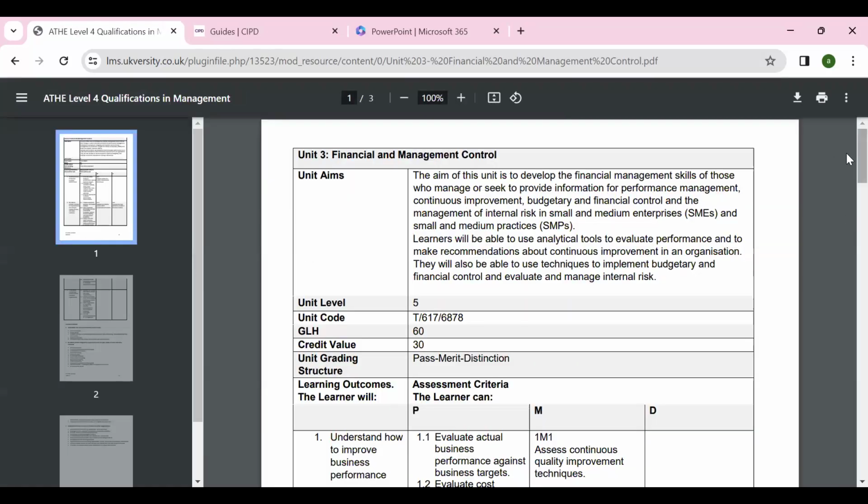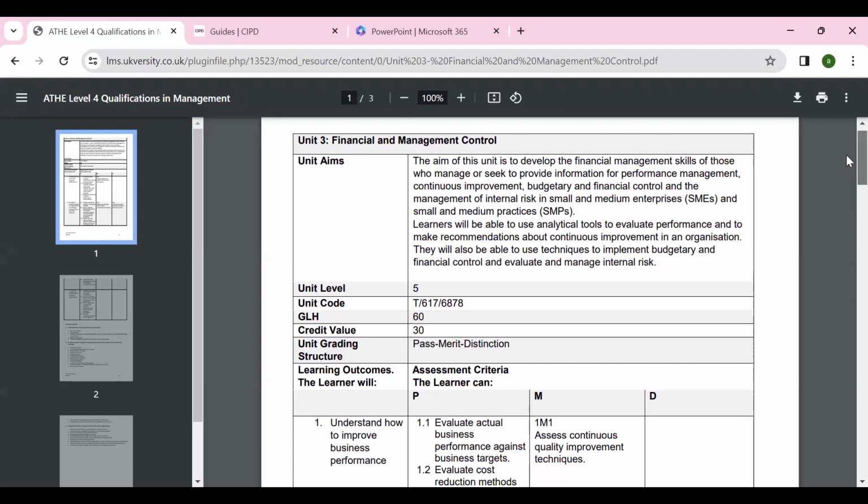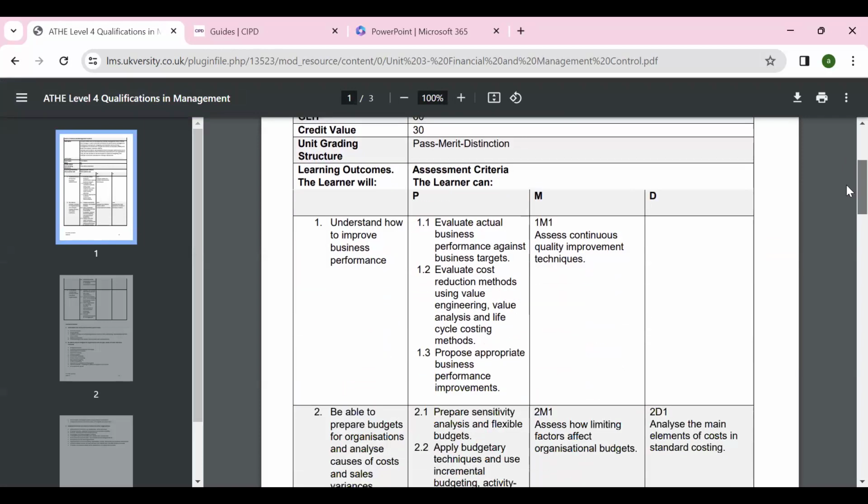Of course, we're looking at financial and management control. Management is a process of designing an environment to achieve the objectives, so control is very crucial. Plan and control: control is a corrective action, so we need to look around.